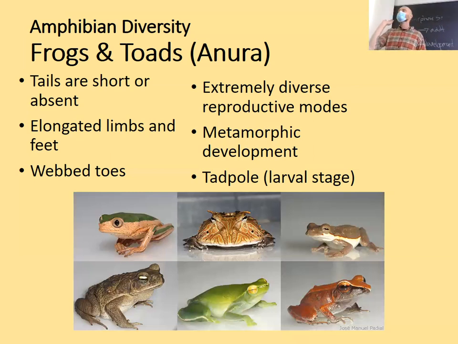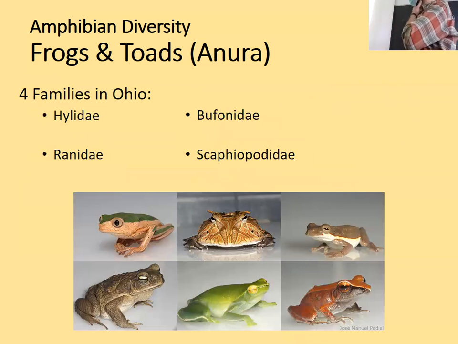We are not even going to scratch the surface of the diversity of frog reproductive modes and ecology in this class. We're just going to give a broad overview. Here in Ohio, there's 4 families. We have Hylidae, Ranidae, Bufonidae, and Scaphiopodidae. Those are the 4 families that we'll cover of frogs and toads here in Ohio.